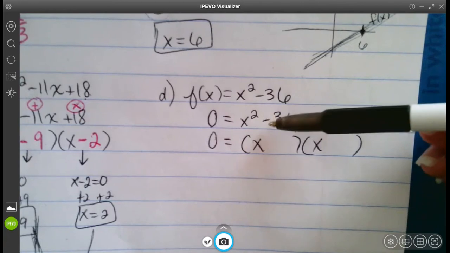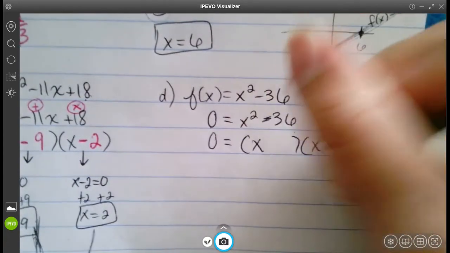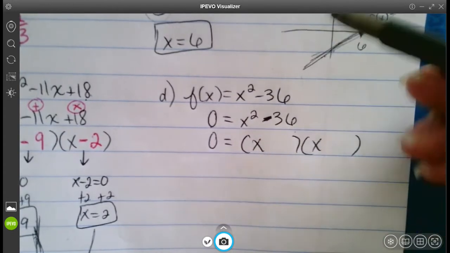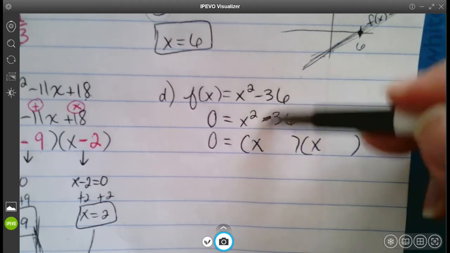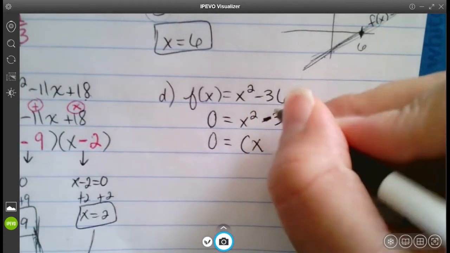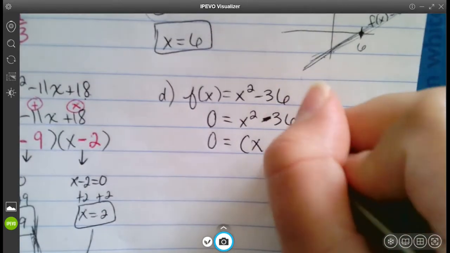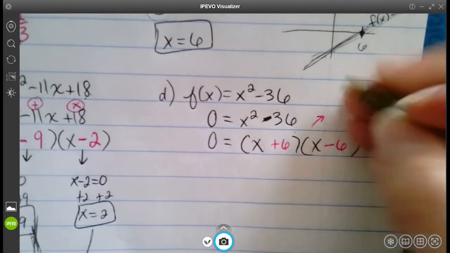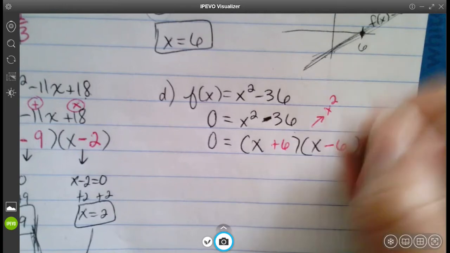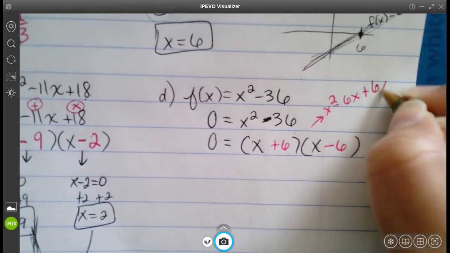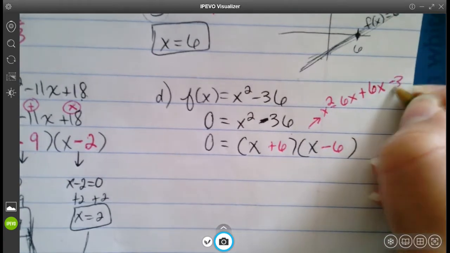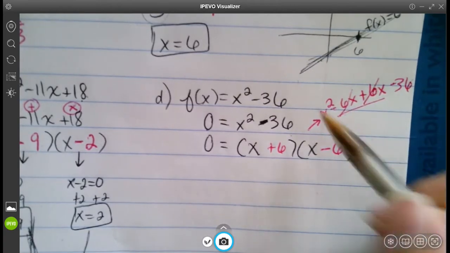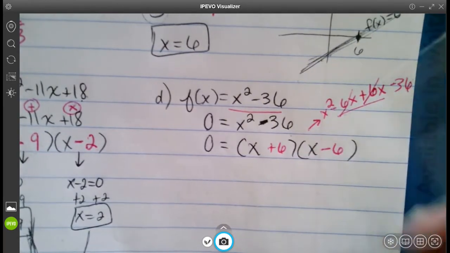But this one is missing that middle term. So that means that whatever numbers I choose, they cancel each other out in the middle, but they multiply to 36. So a really quick way to do this is just to take the square root of this perfect square. In this case, it turns out to be positive 6 and negative 6. If we were to multiply this out, you would see that this is going to give us x squared, the outside, minus 6x plus 6x, and then minus 36. So we can see that these two terms in the middle cancel out, and we're left with this. So we're good to go, okay?